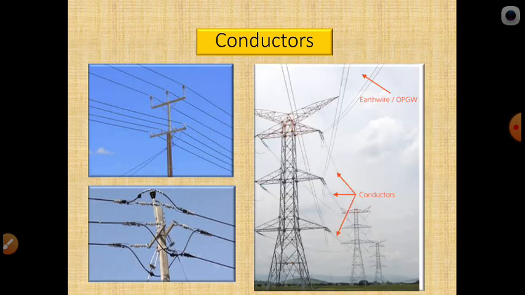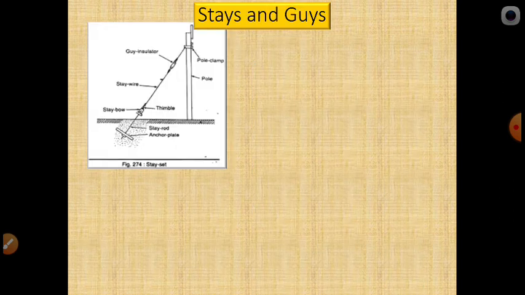And in transmission you can also see these conductors: R phase, Y phase and B phase conductors for carrying the current. At the same time, for safety purposes, we also place an earth wire at the top of the conductors, the overhead ground wire, which is for protection during lightning. These are the conductors.